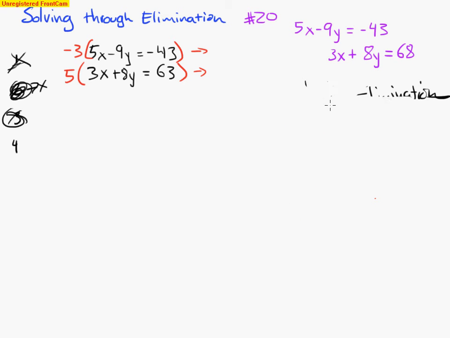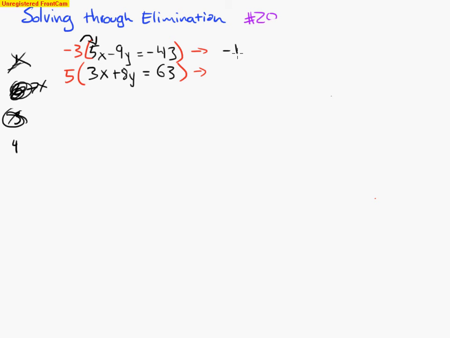And I'm going to clean up my board here. All right, the top, we have to distribute that negative 3. First thing I'm going to get is a negative 15, of course. So, negative 3 into 5, negative 15x. Negative 3 into negative 9. Positive 3 times 9, 27y. Negative times a negative, that's going to give me a positive. Reaching for my calculator, 43 times 3. I got 129.